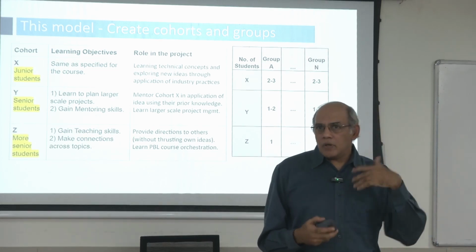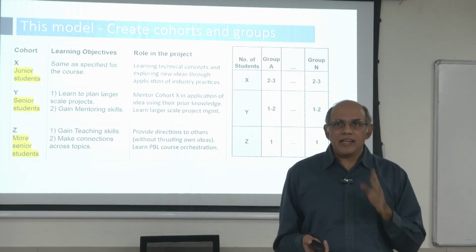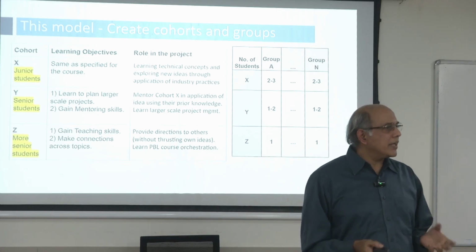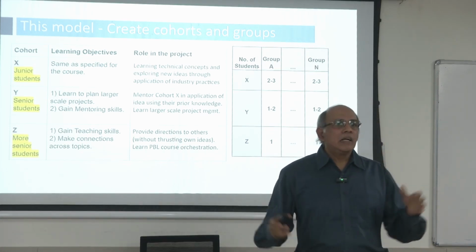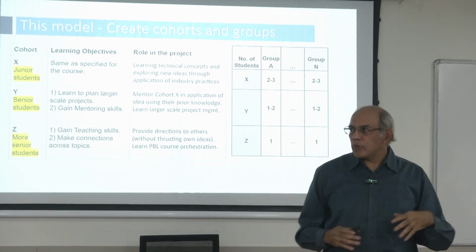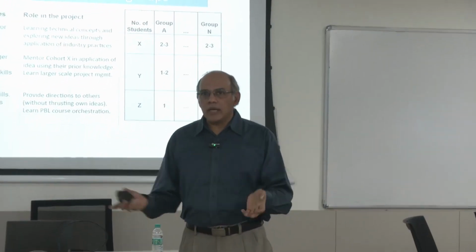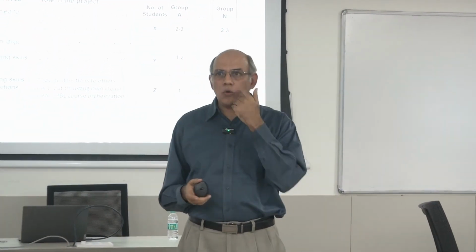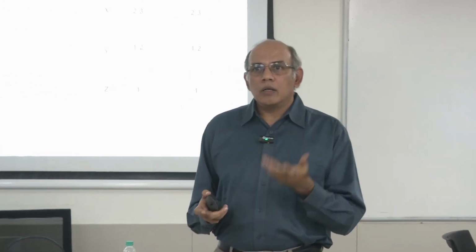Then for senior students, I've already said, their basic role is mentoring, making sure that the project stays on track, scoping, making sure that we don't have too much scatter in the execution, providing direction, and so on. The idea is to have 2 or 3 of these junior students along with 1 or 2 of the Y cohort and maybe 1 person of the Z cohort in your class. So that is one part of the model, to create cohorts and groups in this way.